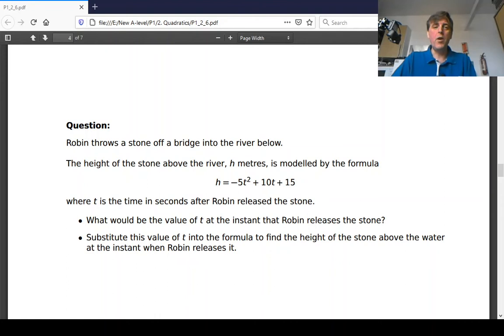Okay, so why don't you see if you can make sense of this already? I've put a couple of questions on the screen about this particular mathematical model, about the stone throwing. Can you pause the video in a second, have a go at the questions, and restart once you're done?